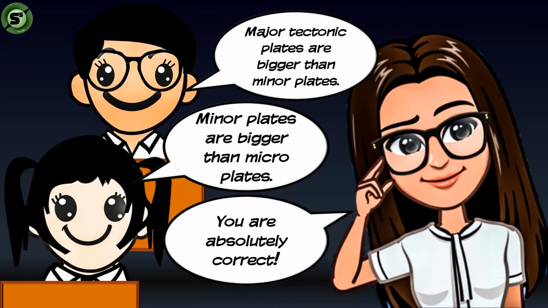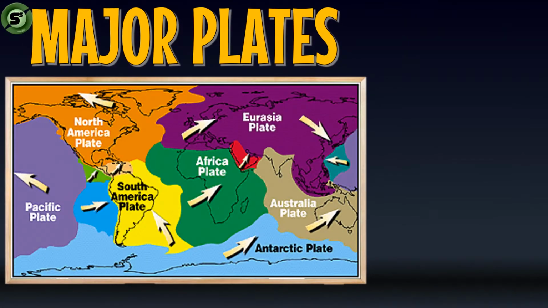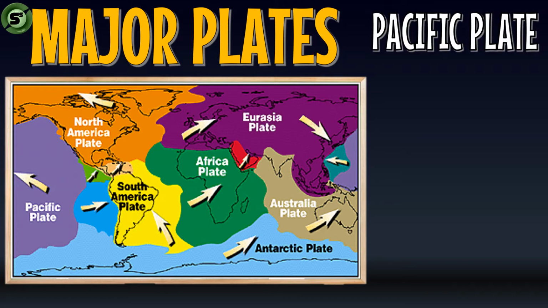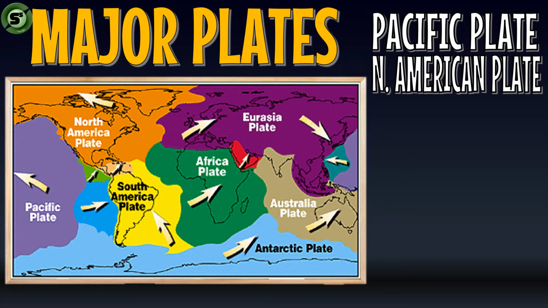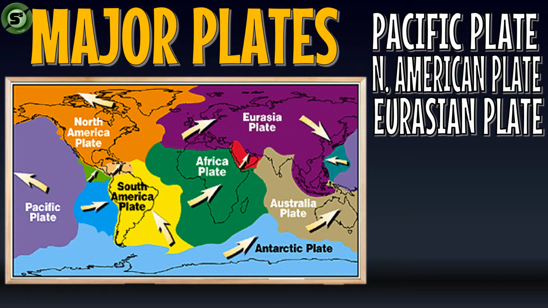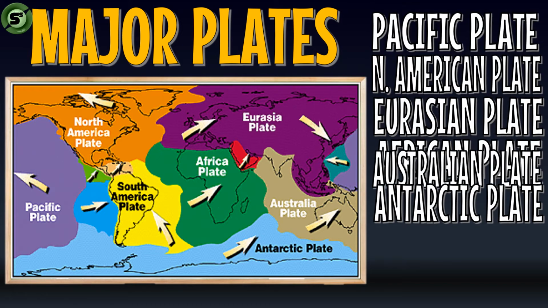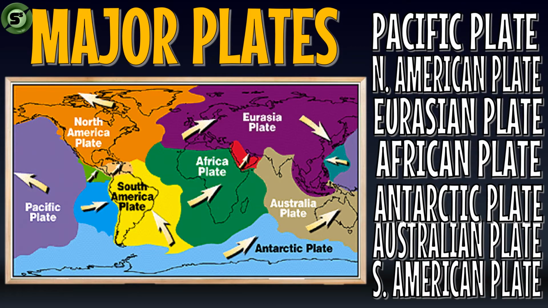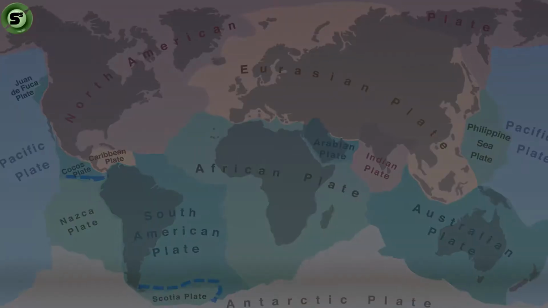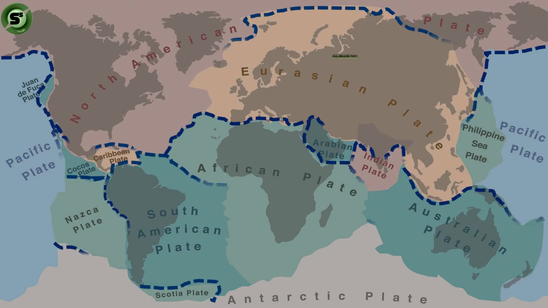Exactly. The plates are categorized according to how big their area is. Major plates have the biggest area, so in our study we will give more information about them. The 7 biggest plates according to their sizes are the Pacific Plate, North American Plate, the Eurasian Plate, the African Plate, the Antarctic Plate, the Australian Plate, and the South American Plate. Here are the 7 major plates according to their area.